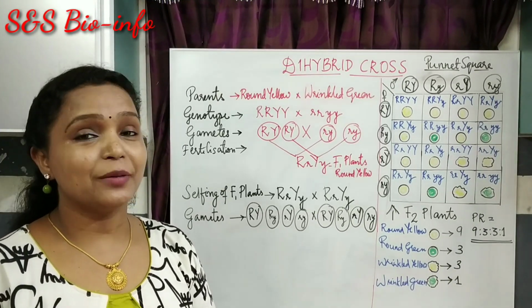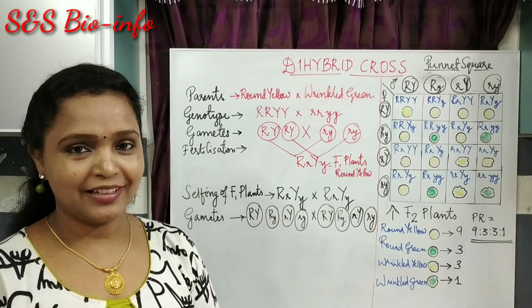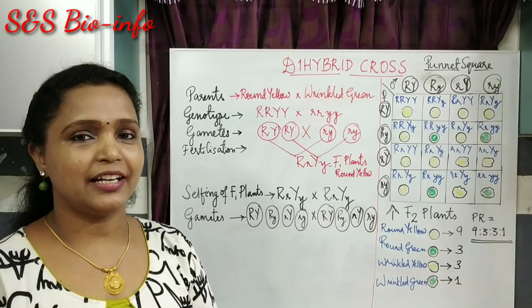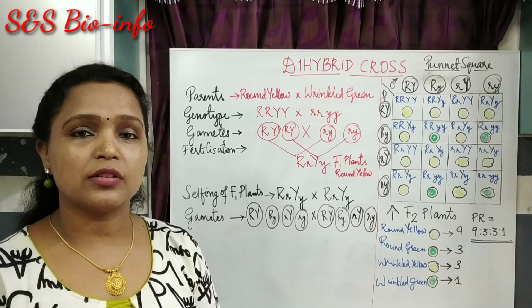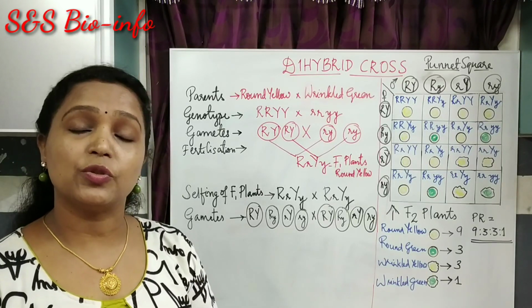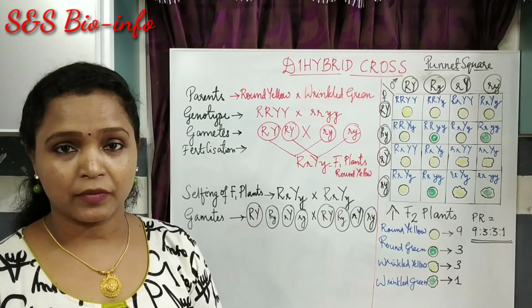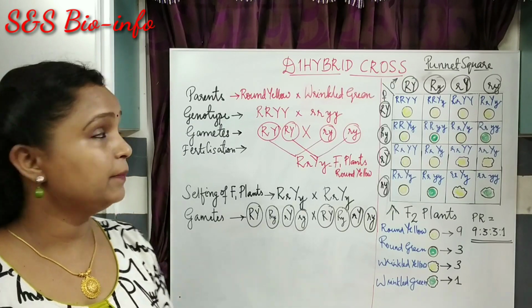To learn more about the law of independent assortment, we need to consider a dihybrid cross. A dihybrid cross is a genetic cross which involves the crossing of two parents with two pairs of contrasting traits. Now let us take an example.